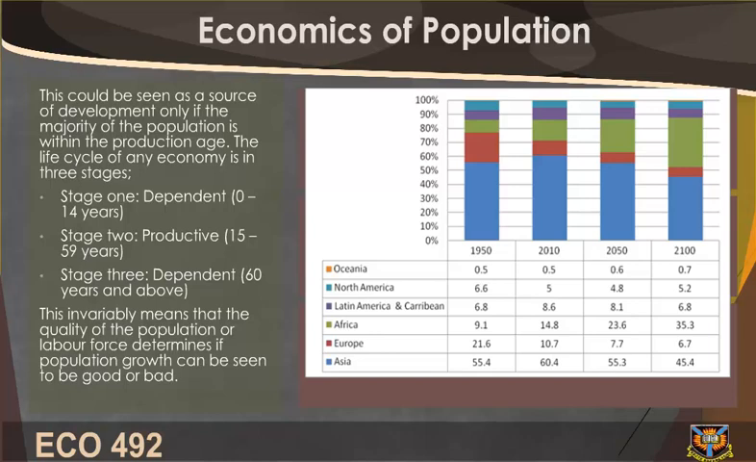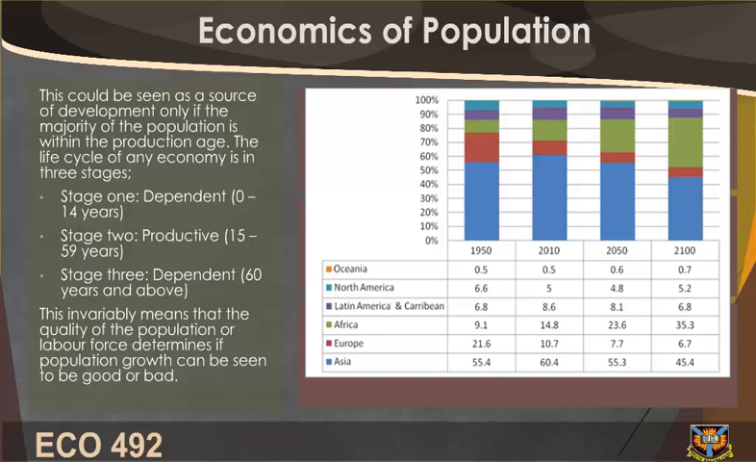Stage 1, dependent, from 0 to 14 years. Stage 2, productive, from 15 to 59 years. Stage 3, dependent, from 60 and above. This invariably means that the quality of the population or labor force determines if population growth can be seen to be good or bad.